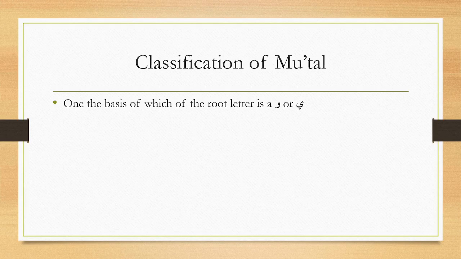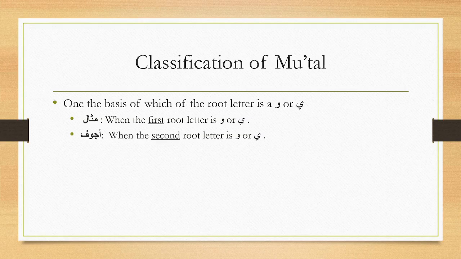Now the classification of Mu'tal is also on a similar basis, the placement of wa or ya in one of the root letters. When the first root letter is a wa or ya, we call it mithal. When the second root letter is a wa or ya, we call it ajwaf. And when the third root letter is a wa or ya, we call it naqis.